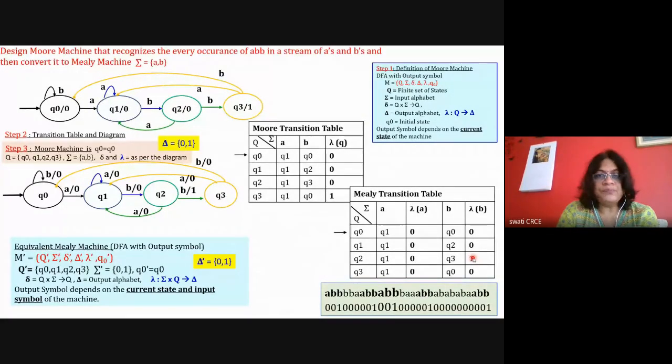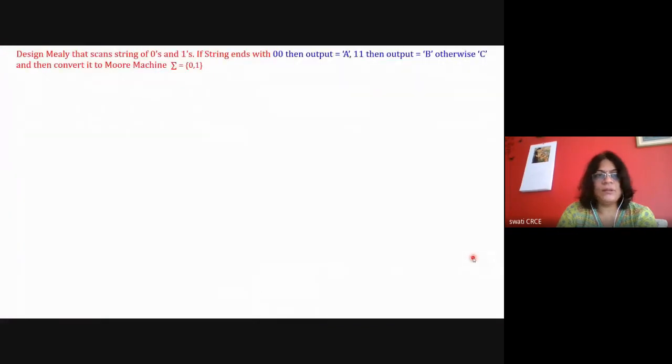So this was about Moore machine to Mealy machine conversion. Now we'll see one more problem.